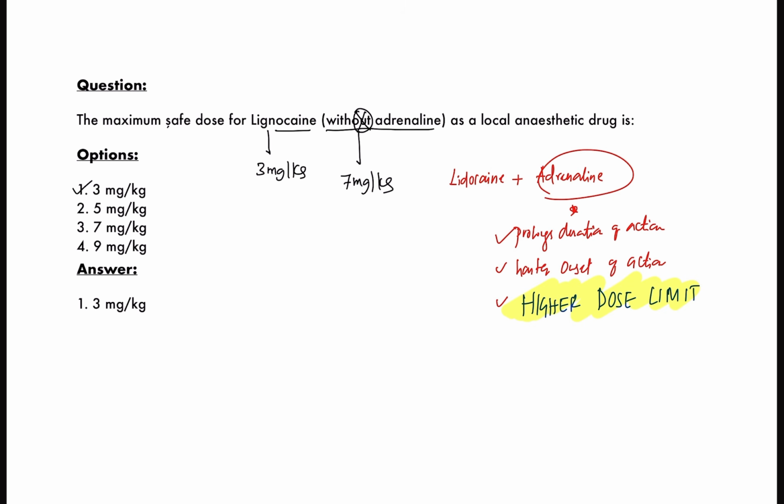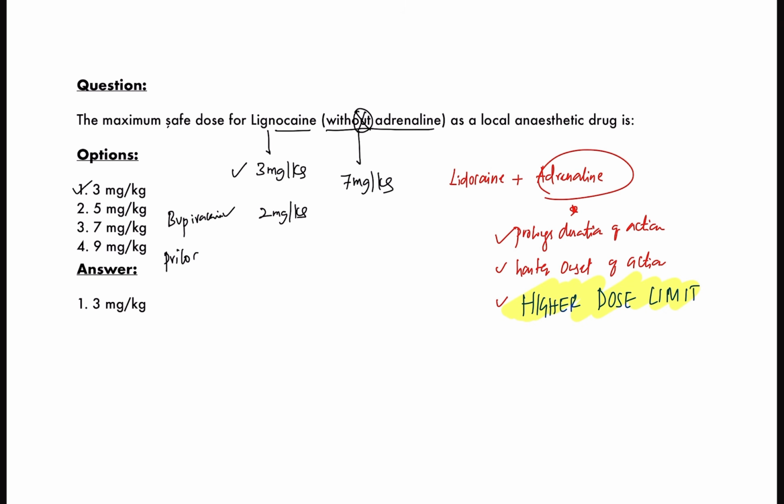If you consider it as a high yield table from only Bailey and Love, you're not going to read the whole of anesthesia, right? You're only going to focus on some of the important topics of anesthesia. Now, just for the sake of completion, you know the dosage of lidocaine. Apart from lidocaine, there are other anesthetics like bupivacaine. The maximum dosage for bupivacaine is 2 mg per kg.